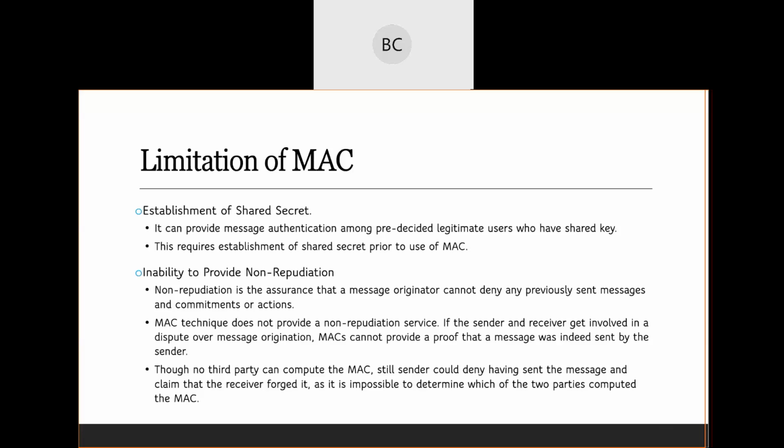Though no third party can compute your MAC, and it's very difficult for a third party to generate or recompute the MAC, still the sender could deny having sent the message and claim that the receiver forged it, as it is impossible to determine which of the two parties computed the MAC. So these two are the main limitations of MAC. One is the establishment of a shared secret, and another is the inability to provide non-repudiation.